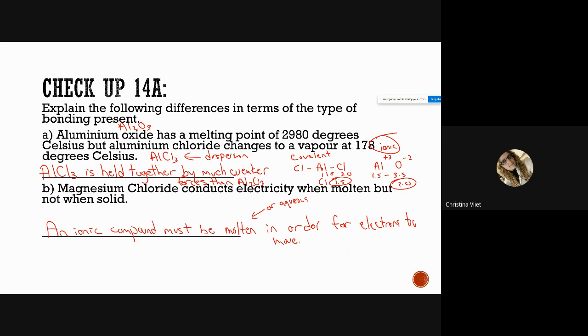So in the solid phase, the ions are stuck in place. The electrons cannot move. So they have to be molten or aqueous. In this case, it's molten, but not solid. So when you melt it, the electrons will be able to move. So this is, yes, almost done.